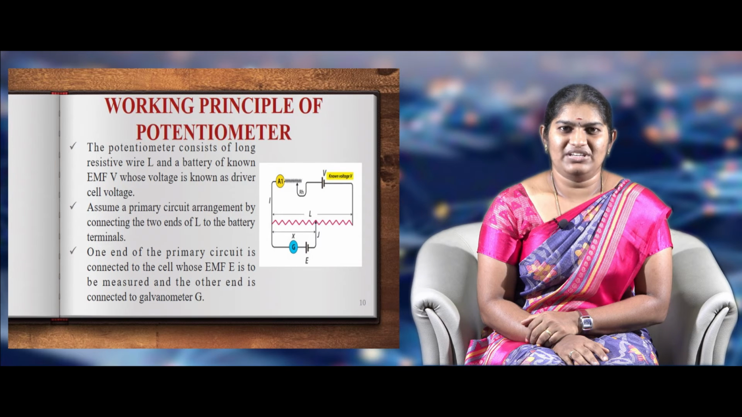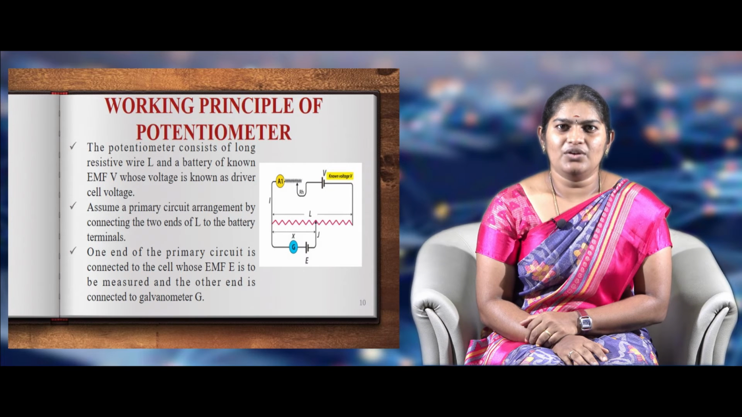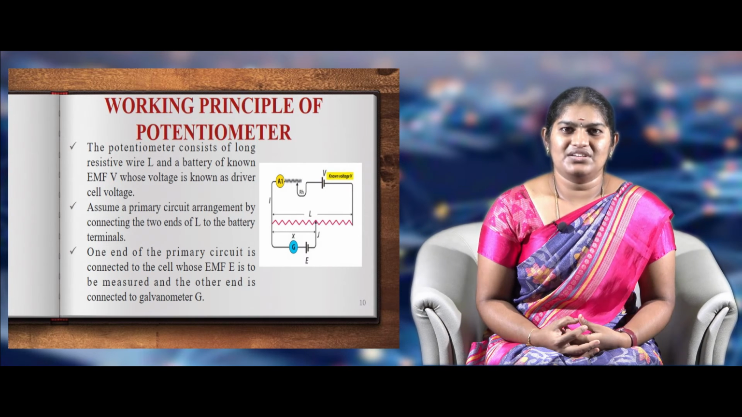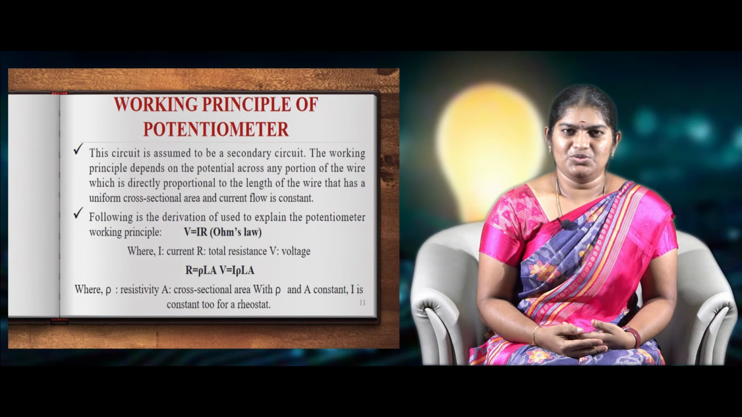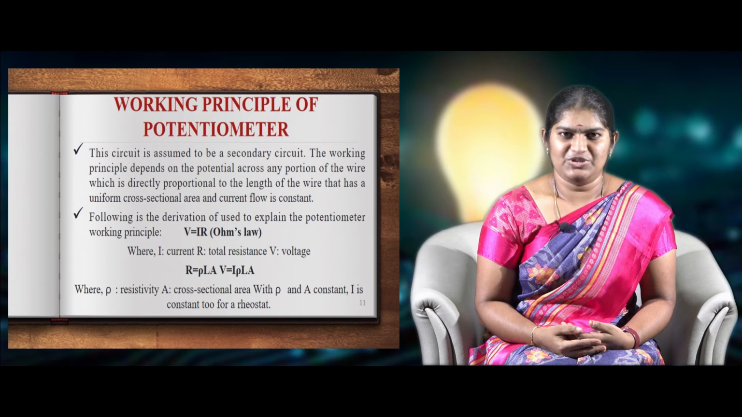The working principle of potentiometer consists of a long resistive wire of length L and a battery of known voltage with an EMF V, whose voltage is driven by a cell. Assume a primary circuit arrangement is connected between the two ends of length L to a battery terminal B. Assume the primary circuit is connected to a cell whose EMF E can be measured, and another end of the terminal is connected to galvanometer G. This circuit is assumed to be the secondary circuit of the potentiometer.